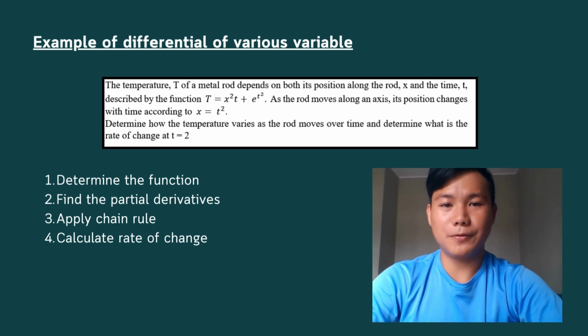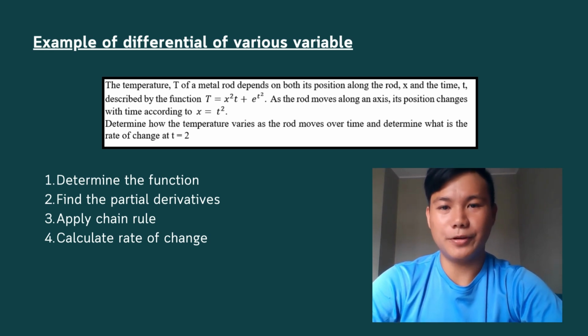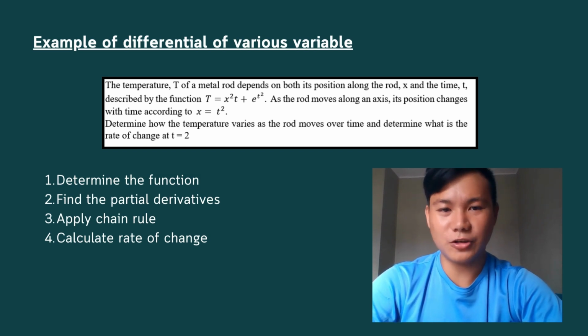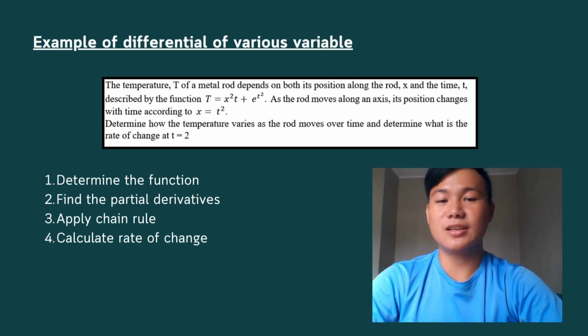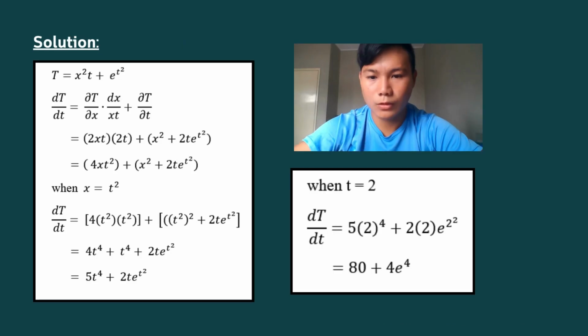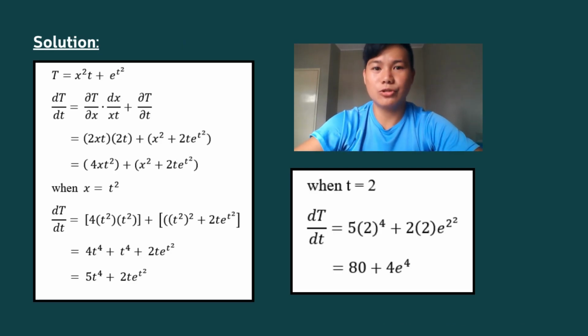So for the example of differentiation of several variables, this is a question for differentiation of several variables. After we read the question, we know that we need to determine the function, find the partial derivative, apply the chain rule, and the last one is calculate the rate of change. So next, we solve the answer using the chain rule.